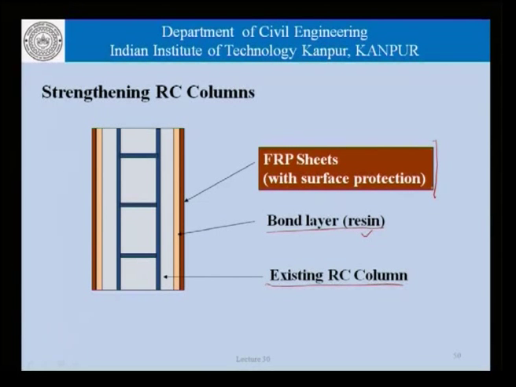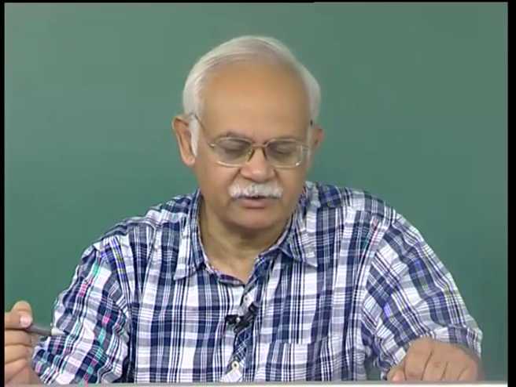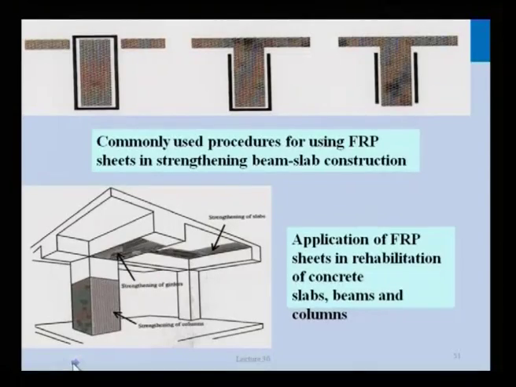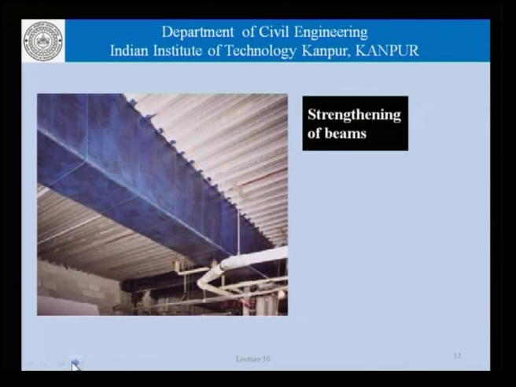Of course, at the end we could apply surface protection as far as the matrix is concerned, in order to protect the matrix as well as the fibers from external influences such as water or air and so on. Similarly, we can use FRP sheets for strengthening beam slab constructions, and depending on what we want, we could use any of the configurations shown here.